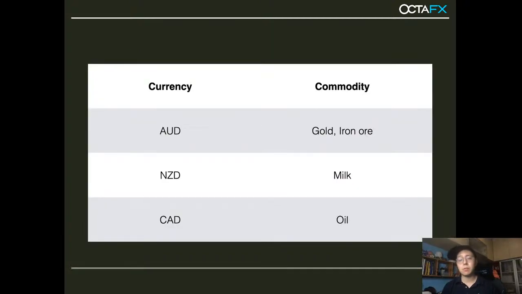This is not very complicated. It's a very direct relationship. For the Australian dollar, commodities like gold and iron ore have a direct impact. For New Zealand, dairy products like milk affect your New Zealand dollar. And most of you are probably aware already, the Canadian dollar is very closely related to oil. When oil drops, the Canadian would likely weaken. If oil strengthens, the Canadian would likely also strengthen.